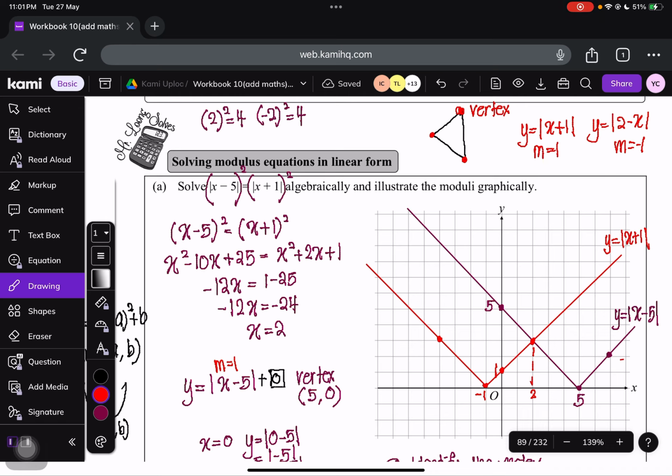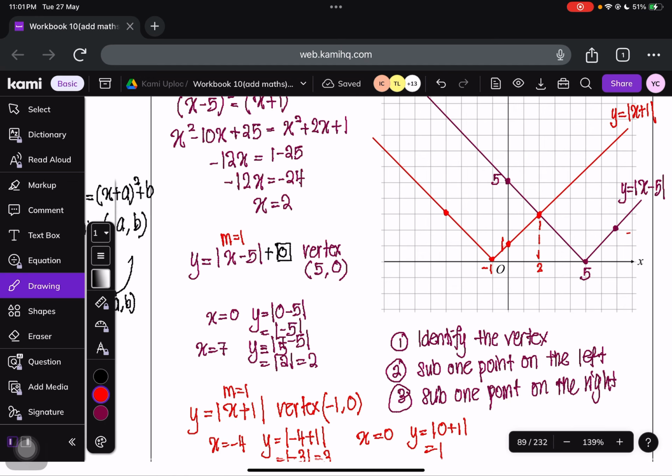They will only cross 2 points if and only if the numbers are different, then they will cross 2 times. So this is the thing. Now let's look at question number 2.